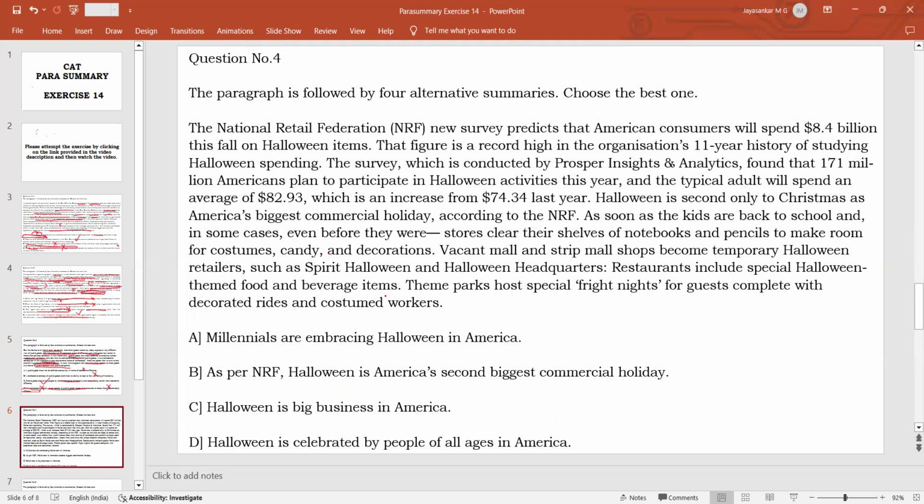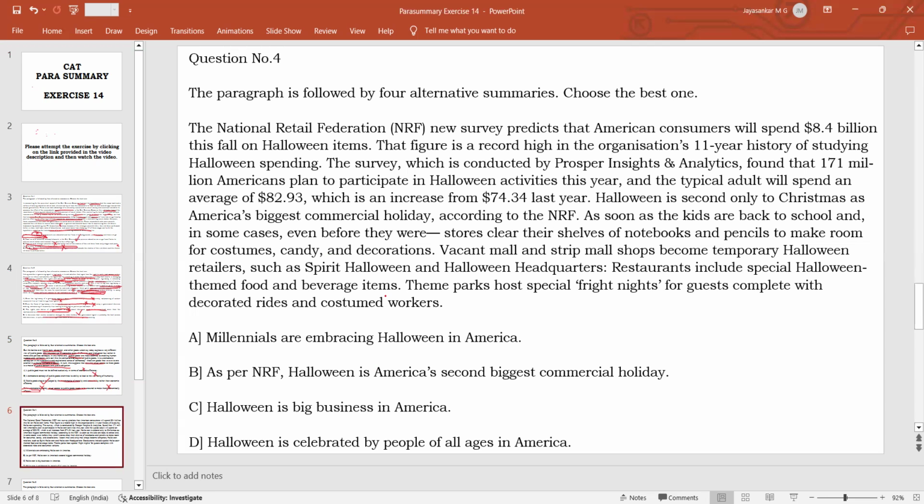So question number 4 is basically talking about the National Retail Federation's survey findings. What it says is that American consumers are going to spend a mammoth amount of $8.4 billion this fall. Fall means the season, autumn, that comes just before winter. September, October, and November are considered to be fall in the Western countries, and Halloween is a very important festival in that season.